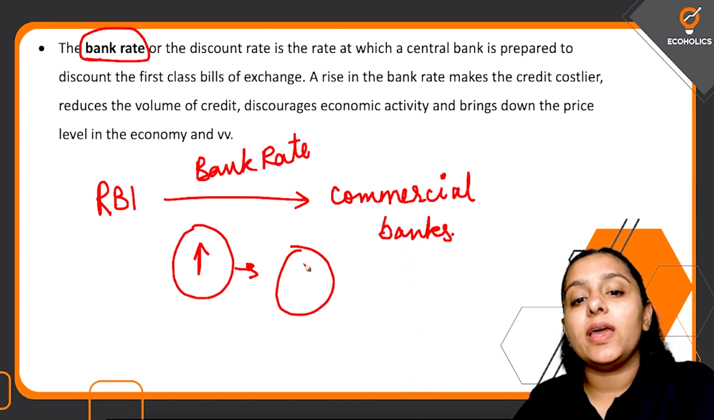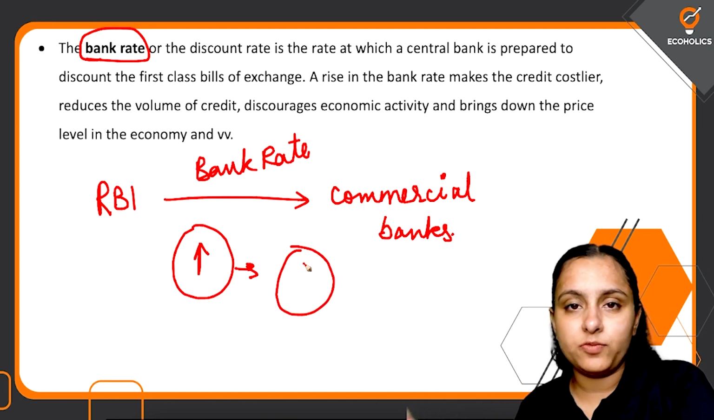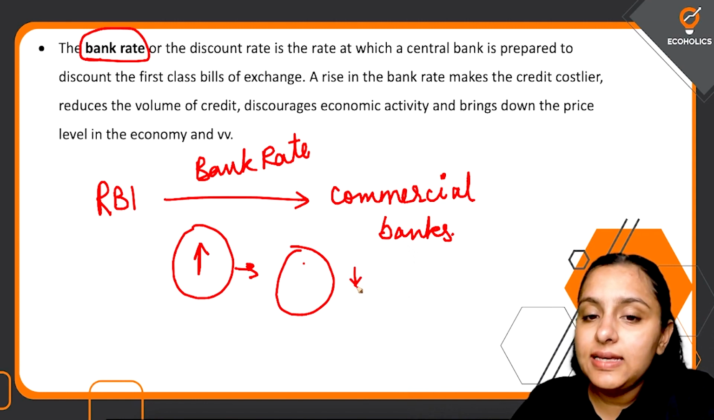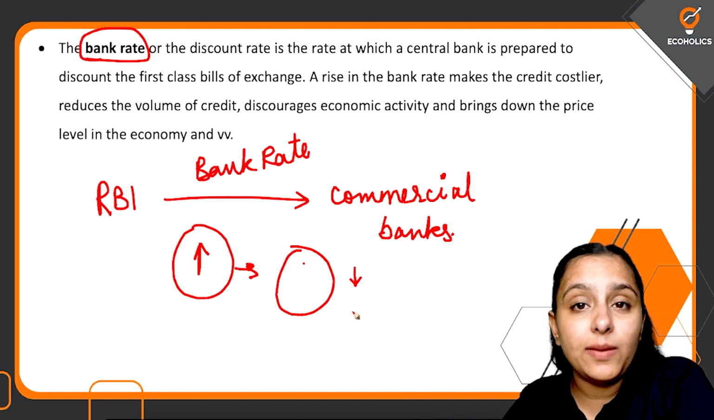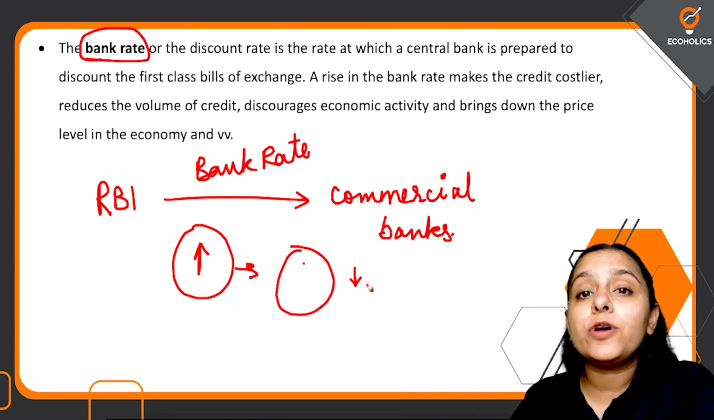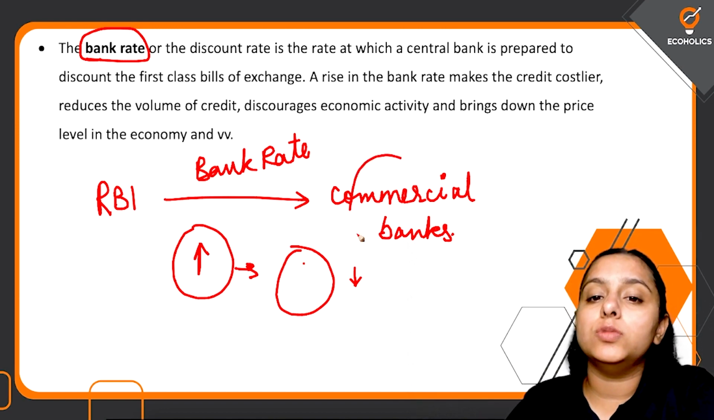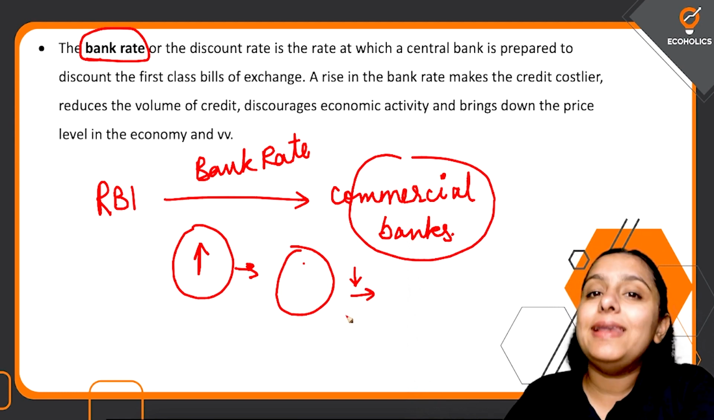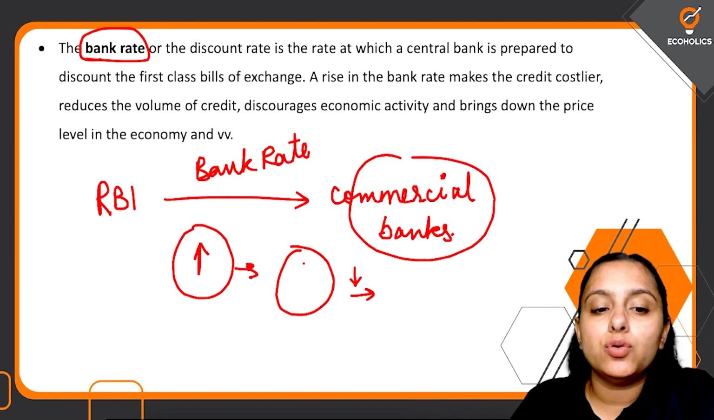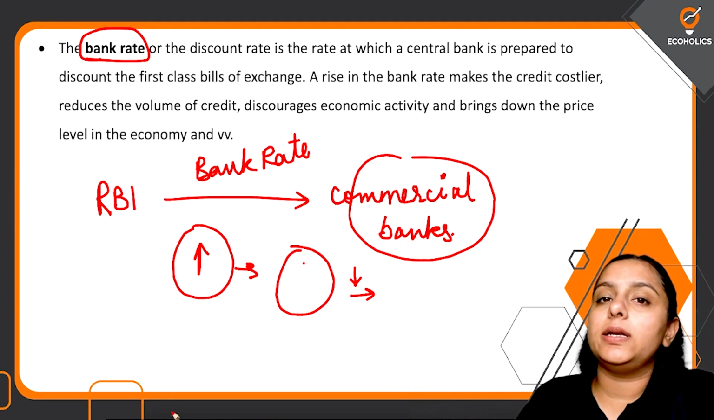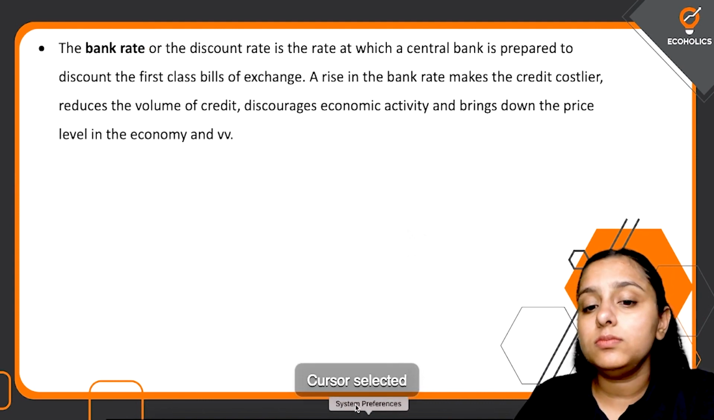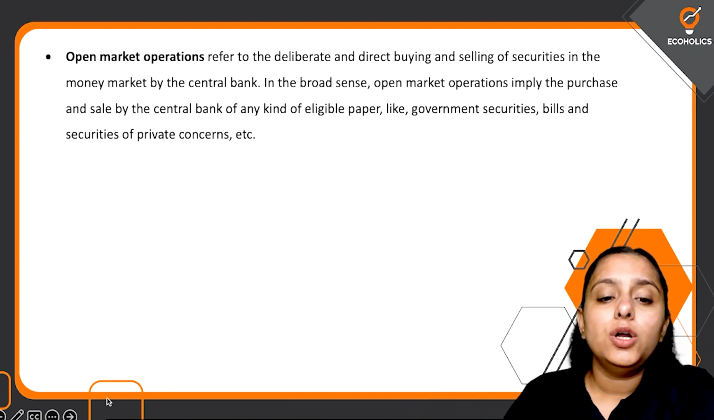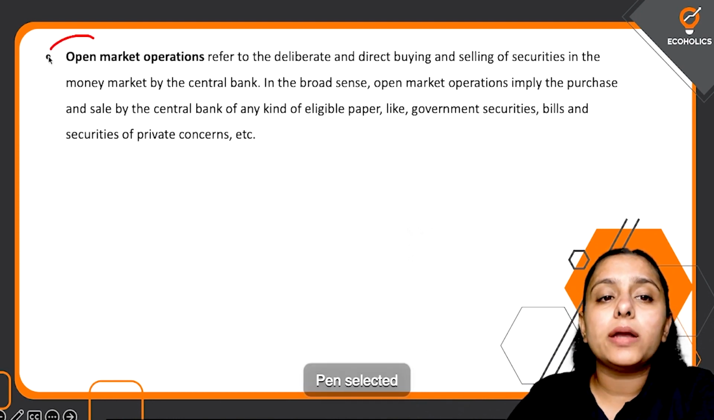So this is a direct method through which you can decrease the amount of credit available to commercial banks. If they have less money, they would also lend less money further. So by increasing bank rate, the credit can be controlled. The next method is about open market operations.